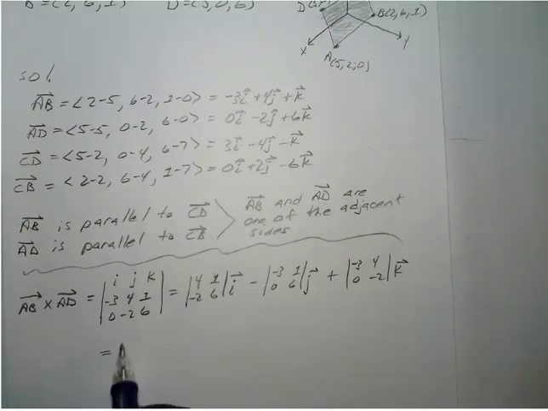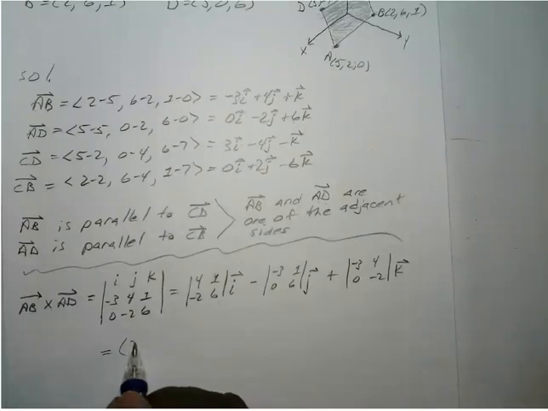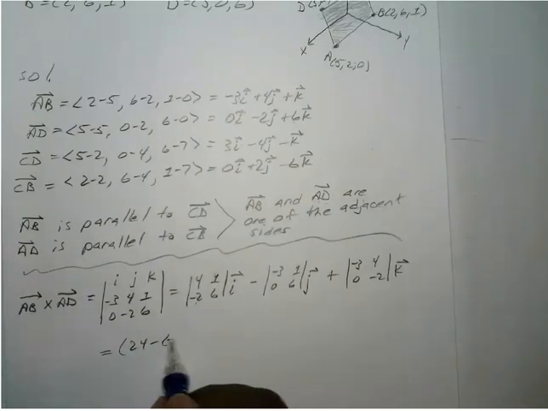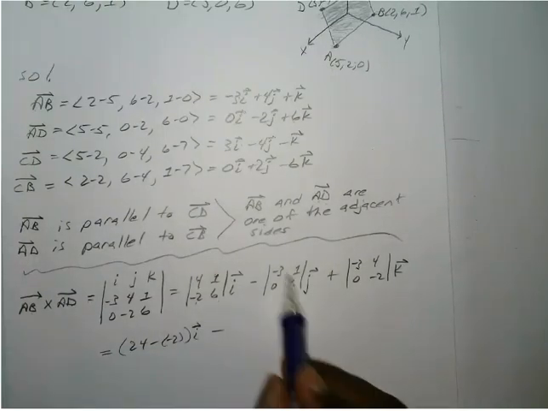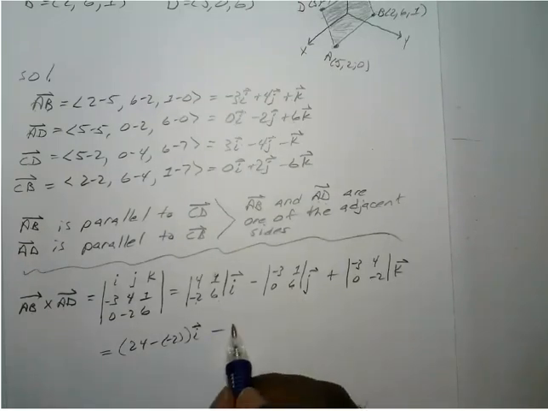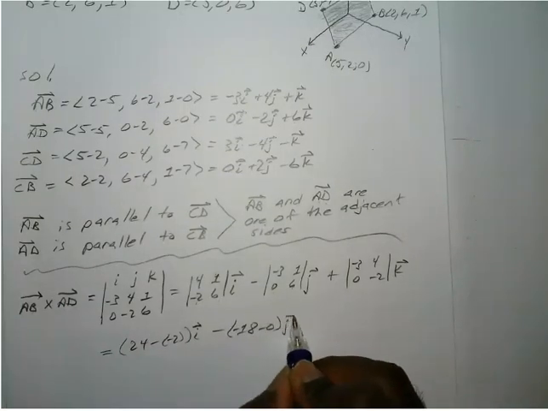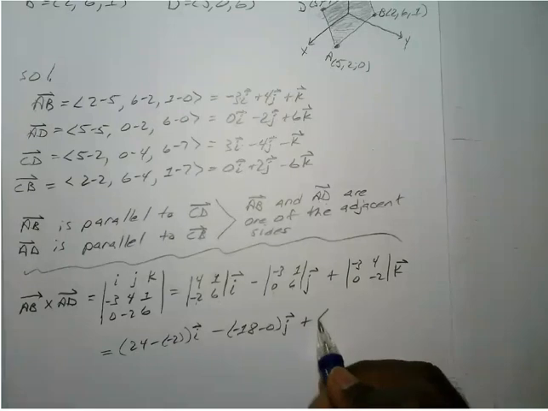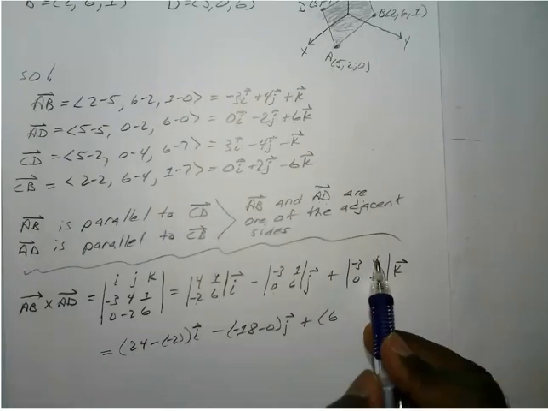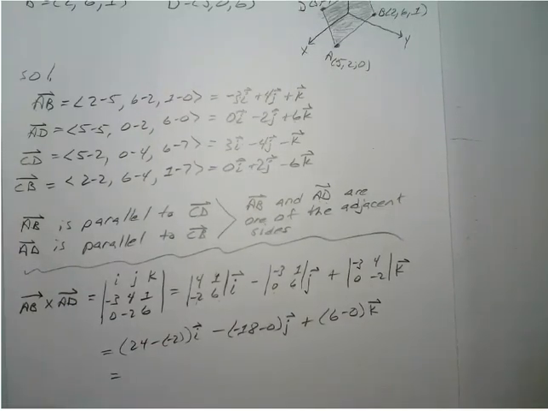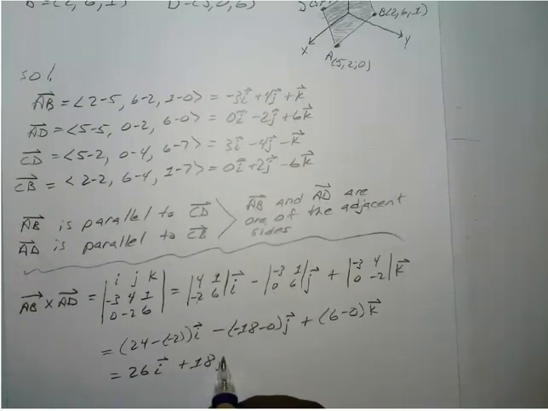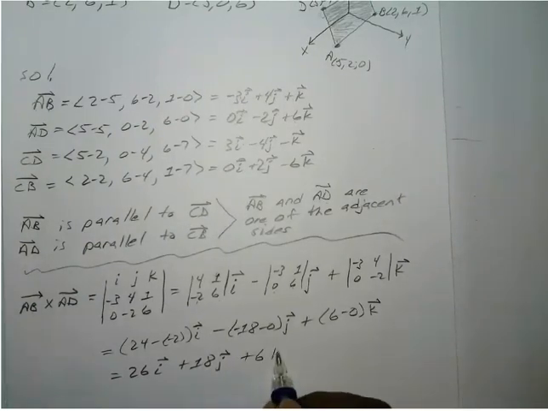Okay, so that's going to equal 4 times 6 is 24, minus 1 times negative 2 is negative 2, times our i vector, minus negative 3 times 6 is negative 18, and 1 times 0 is 0, so minus 0 times our j vector, plus negative 3 times negative 2 is 6, minus 4 times 0 is 0, times our k vector. So we end up with 26 times the i vector, plus 18 times the j vector, plus 6 times the k vector.